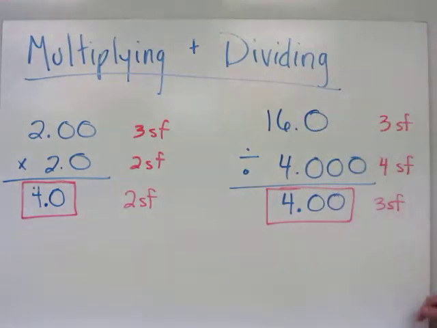Dividing follows the same rule. 16 divided by 4 is 4. You have 3 sig figs in 16, 4 sig figs in 4, and you need to round to 3 significant figures.